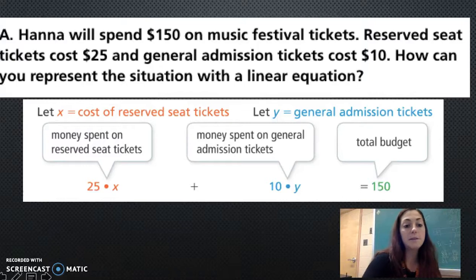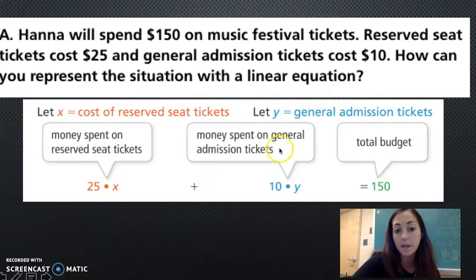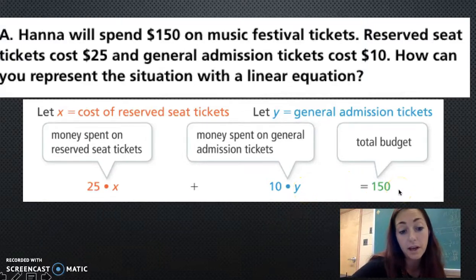So the money spent on the reserve tickets, well, that's 25 for every ticket. So that's 25x. Plus, in general admissions, 10 for that, so it's 10 times y. And the total budget is $150.